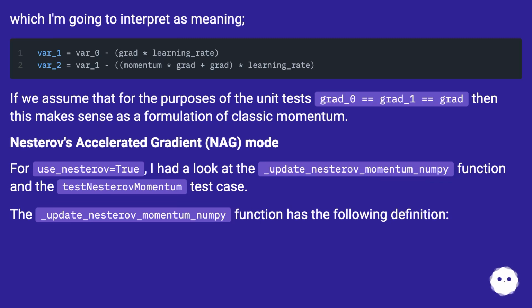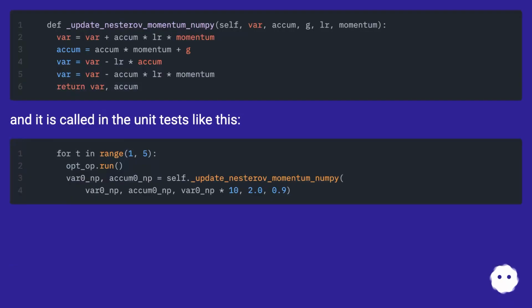Nesterov's accelerated gradient, NAG mode. For use_nesterov equals true, I had a look at the _update_nesterov_momentum_numpy function and the testNesterovMomentum test case. The _update_nesterov_momentum_numpy function has the following definition. And it is called in the unit tests like this.